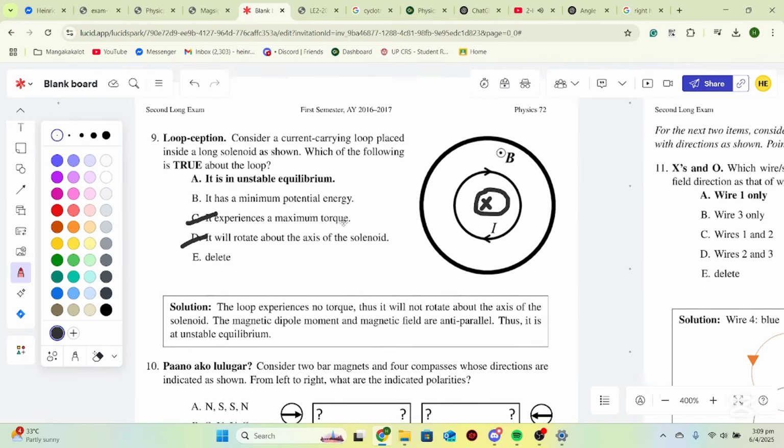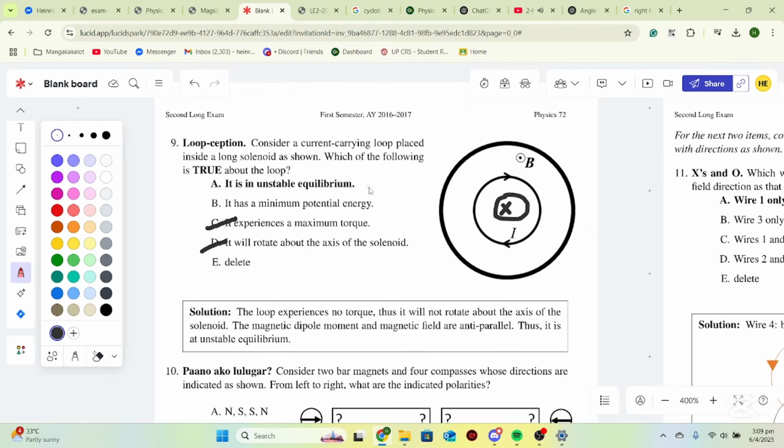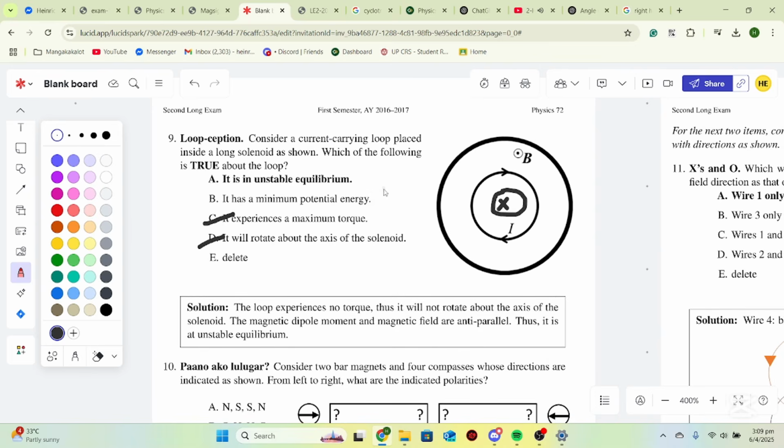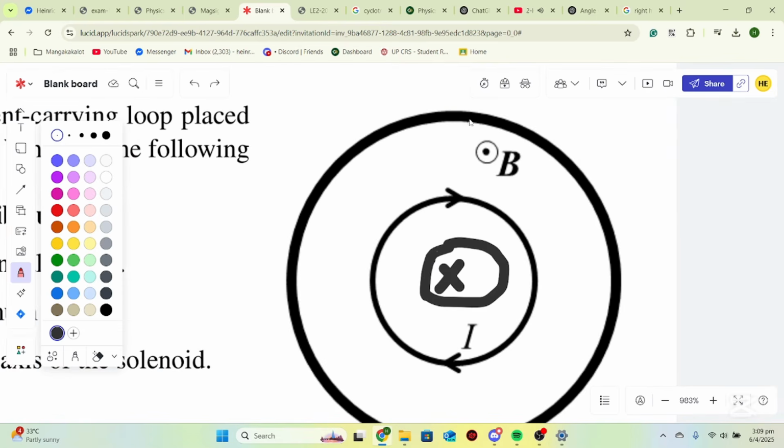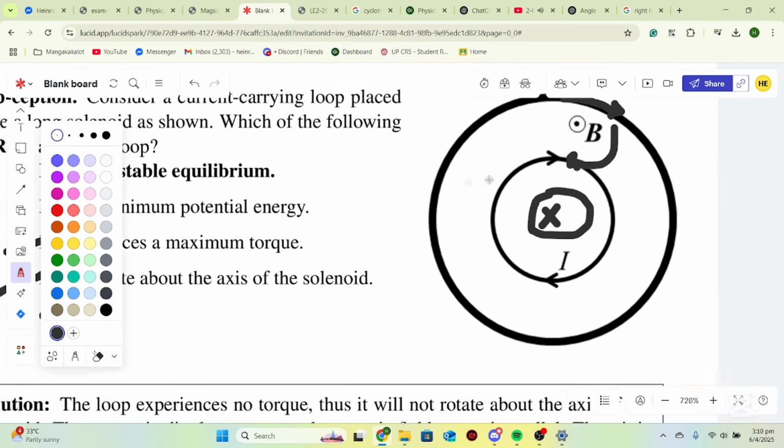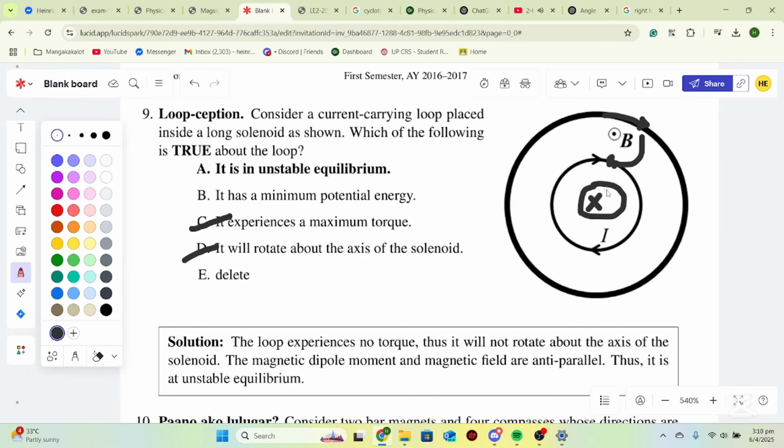Now we have to find if it's unstable equilibrium or has minimum potential energy. They're like opposites of each other. If it's stable equilibrium, then it has minimum potential energy. So it's here and here. And since these two things are anti-parallel from each other, basically they're not doing the same thing, then it's an unstable equilibrium.